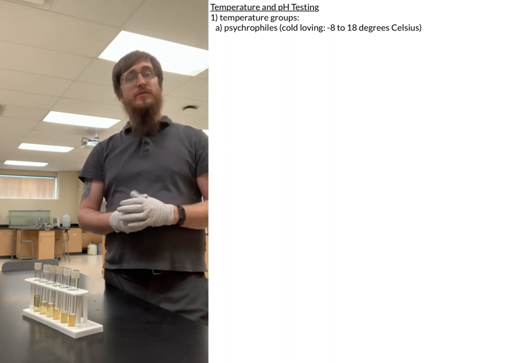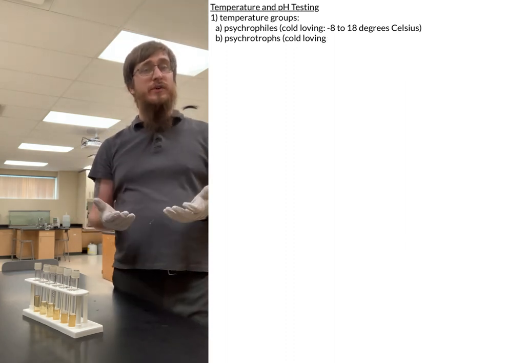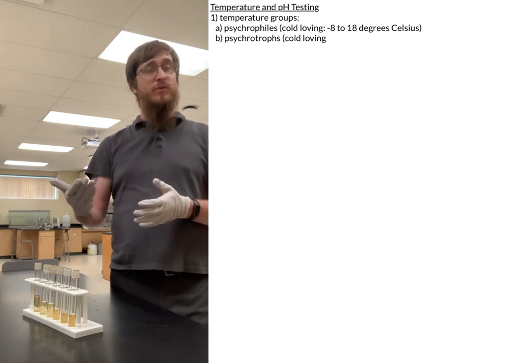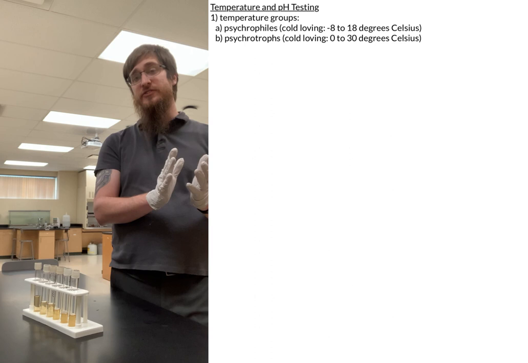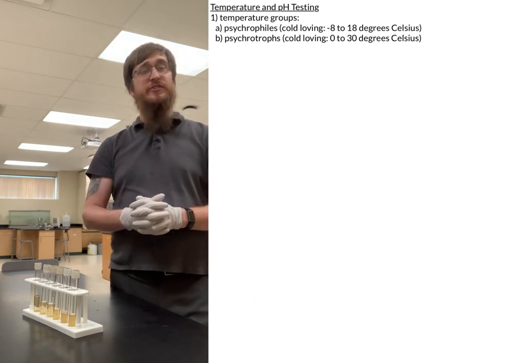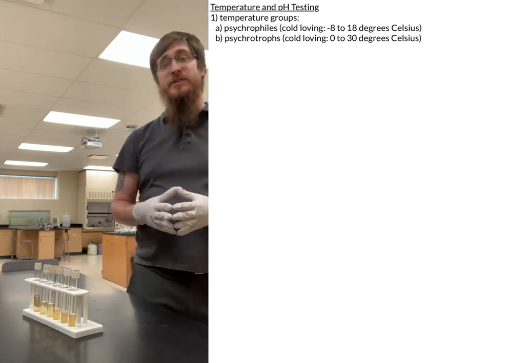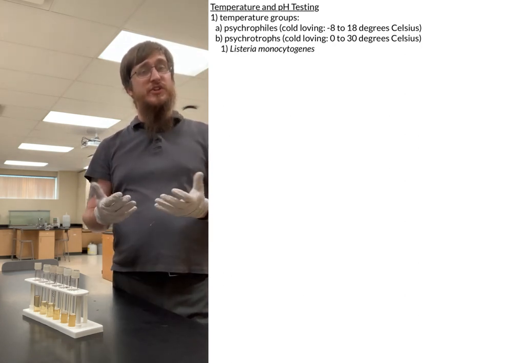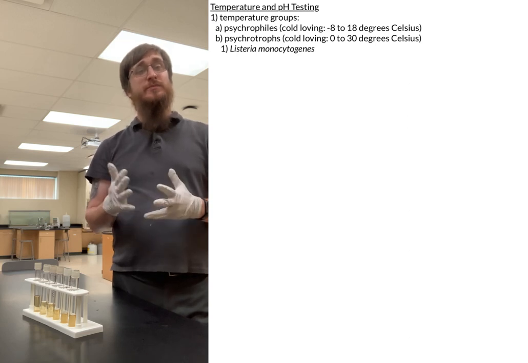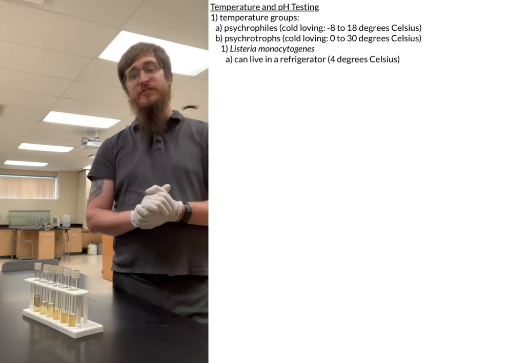Our next group is what we call the psychrotrophs. And psychrotrophs are also cold-loving organisms, but they can live in somewhat warmer environments. So they tend to be more around 0 degrees Celsius to about 30 degrees Celsius. Within this group, an example of an organism that we could be concerned about is Listeria monocytogenes, which can live inside of refrigerators, which is about 4 degrees Celsius.